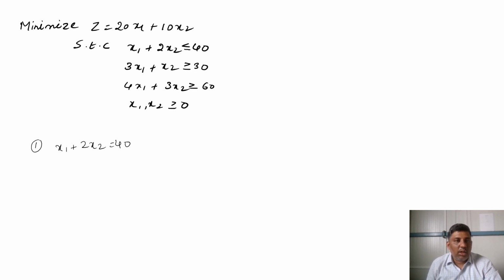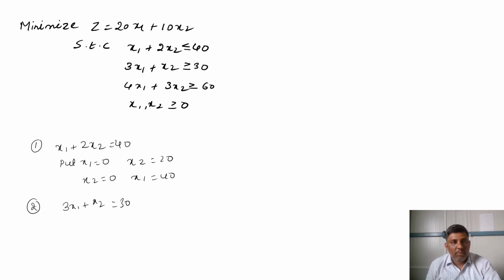Same thing here. I'll put x1 as 0, and x2 is going to become 20, and similarly I'll put x2 as 0, and x1 is going to become 40. So these are the coordinates for the first equation. Similarly for the second one, 3x1 plus x2 is equal to 30, same process. Put x1 equal to 0, then x2 is going to become 30, and put x2 equal to 0, then x1 is going to become 10.